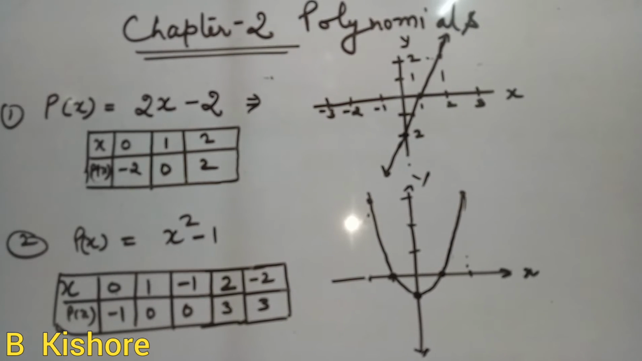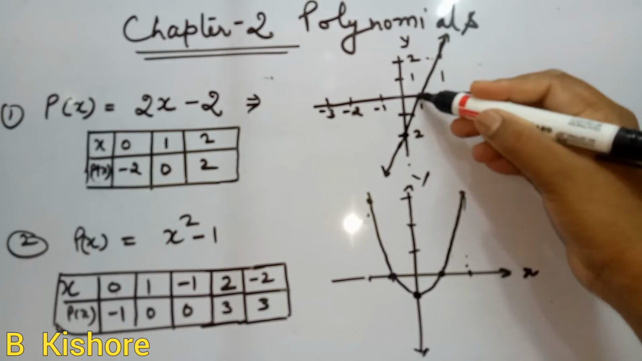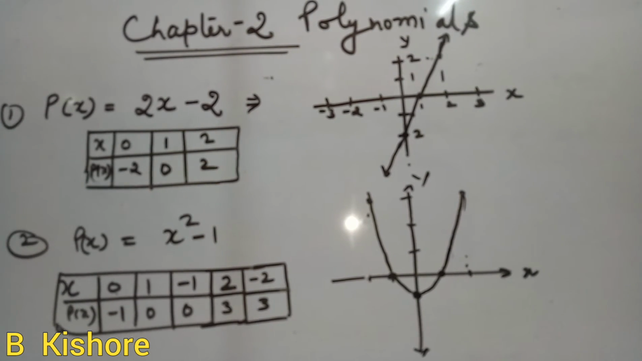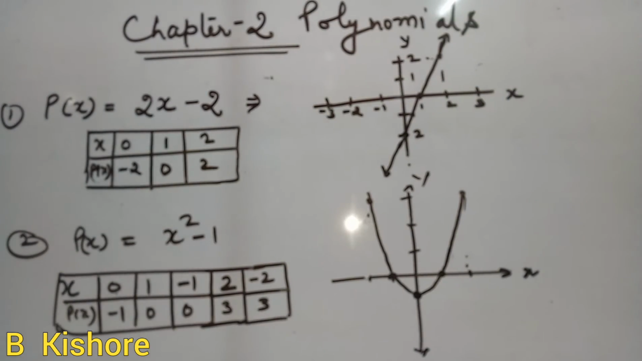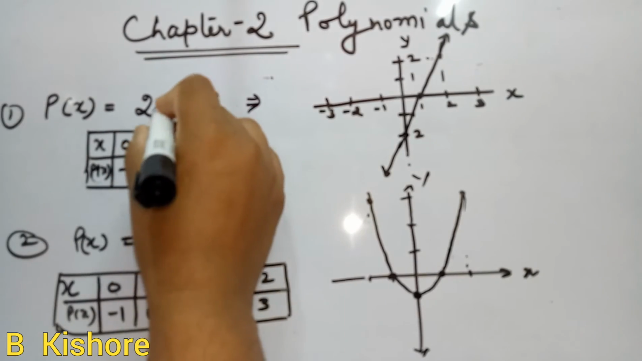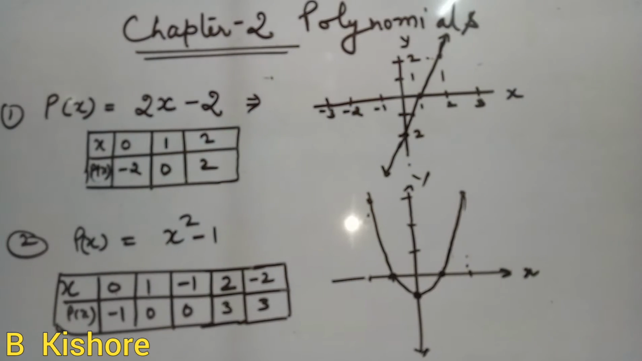So that means at 2 points you are getting zeros, here and here. In this graph only at 1 point you are getting 0, right? So the x coordinate of the point at which the value of the polynomial gets 0, that is called the zero of the polynomial. Zeros of the polynomials.